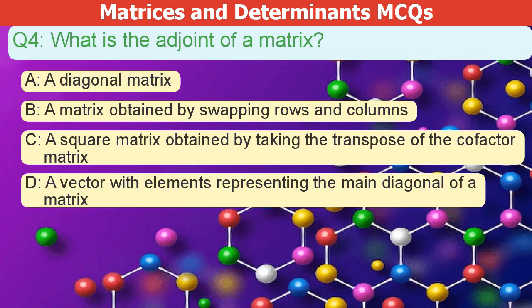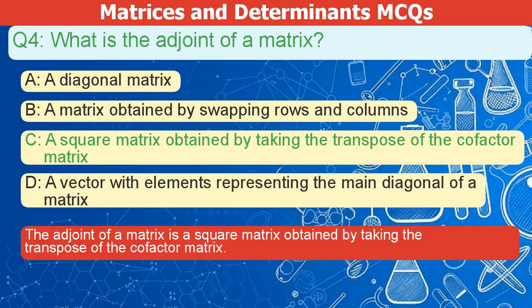What is the adjoint of a matrix? A. A diagonal matrix. B. A matrix obtained by swapping rows and columns. C. A square matrix obtained by taking the transpose of the cofactor matrix. D. A vector with elements representing the main diagonal of a matrix. The correct answer is C. The adjoint of a matrix is a square matrix obtained by taking the transpose of the cofactor matrix.